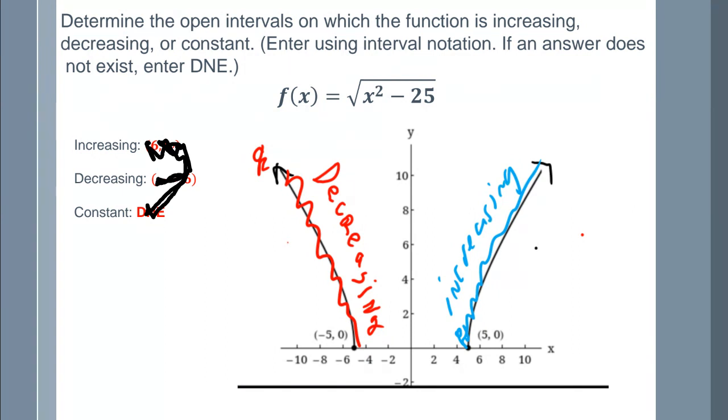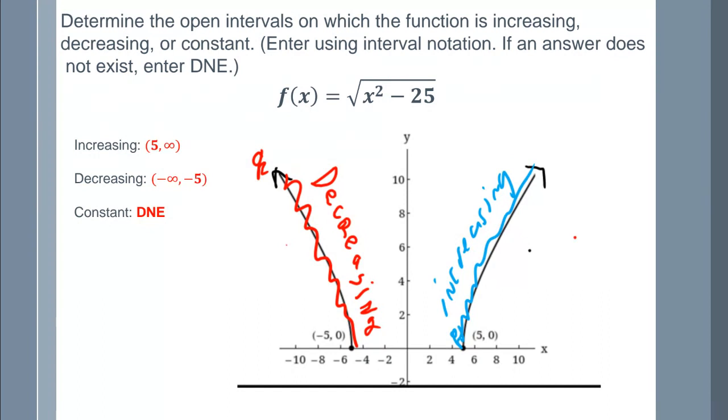Yes? All right, I think I have like 2 minutes, right? But I think it's corrected now, right? So it's increasing from 5 to infinity and decreasing from negative infinity to -5. And again, we do not have any slots where it's constant. Any questions?